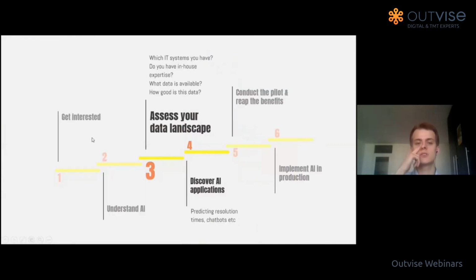First, you need to assess your IT landscape and data landscape. You need to understand which IT systems you use. Do you have some in-house expertise, the kind of analytical and data science profiles? You have to know which data is available and how good it is, because this will in turn play into which kind of applications you can use. The next step would be to discover AI applications, the ones we mentioned, or some other. But again, first you need to know which data you have, because you can have the best AI use case and application, but if the data is not there, it's better for a pilot at least to use something you already have.